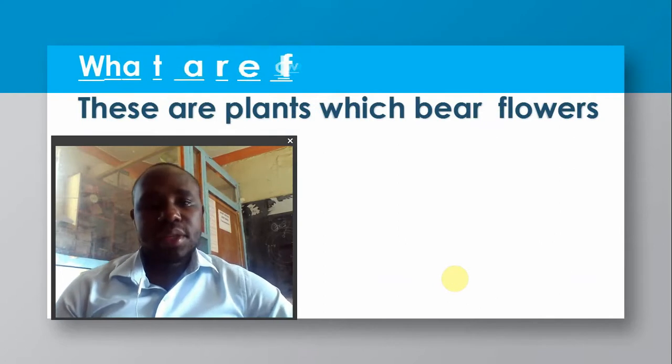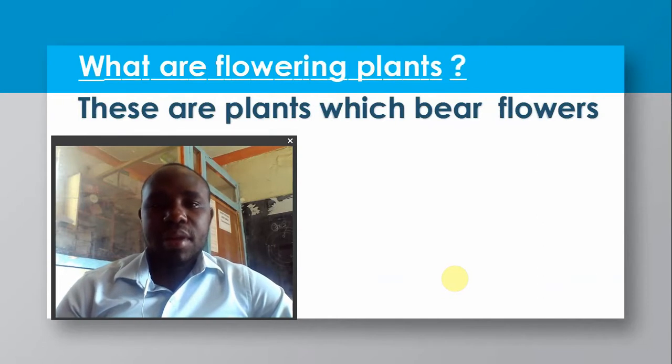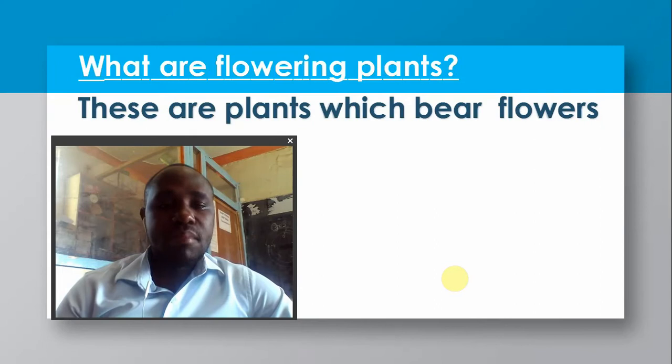What are the flowering plants? Flowering plants are plants which bear flowers. If you don't want to use the word bear, you can use the word have, and therefore you can say flowering plants are plants which do have flowers. But using the word bear may be the best option here. So therefore we can say that flowering plants are plants which bear flowers. Plants with flowers.